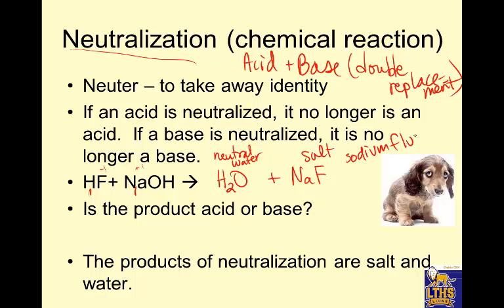After you correctly write the formulas for the products, you have to put in coefficients. One Na, one Na, good. F is good. One, two, one, two, and one, zero. So it is balanced with all coefficients 1.